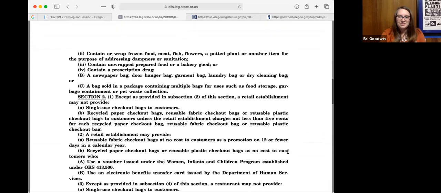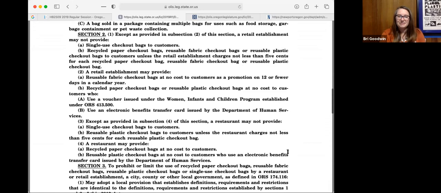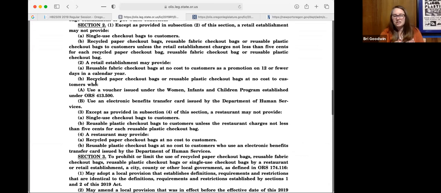I'm trying to scroll slowly down here. Then when you're getting into section 2, that's where you're seeing all of these words that were defined up in section 1. So it is really important to pay attention to those definitions. In section 2, it's saying a retail establishment, which is explicitly defined in section 1, may not provide single-use checkout bags, which are defined, and that they must charge for the recycled paper checkout bags and the reusable bags.